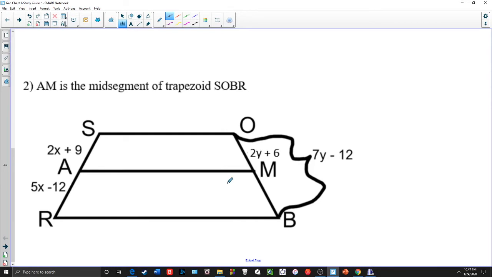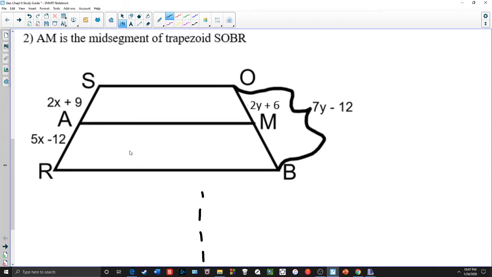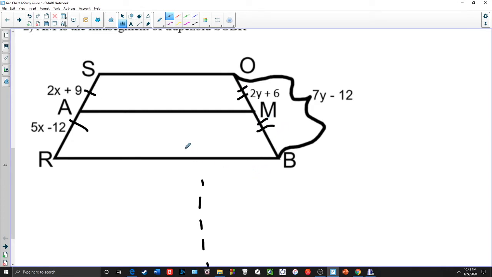For the trapezoid, it wants us to solve again for both x and y. So we're going to set up two problems here, one for x, one for y. And it says that AM is the midsegment. So what a midsegment of a trapezoid does is it basically cuts the two legs in half. So this piece and this piece are going to be equal, and this piece and this piece are going to be equal. So let's go set my x first because that seems to be the easier one.